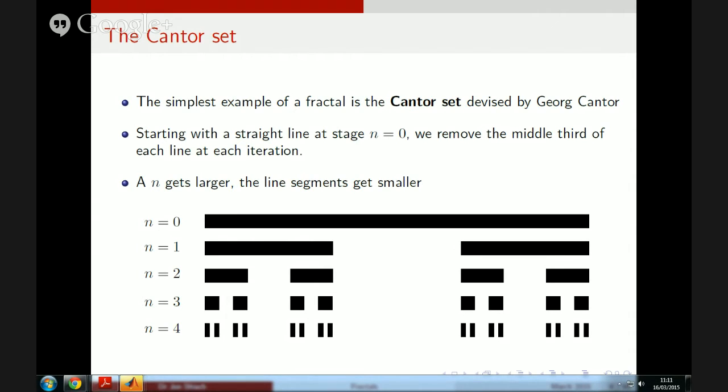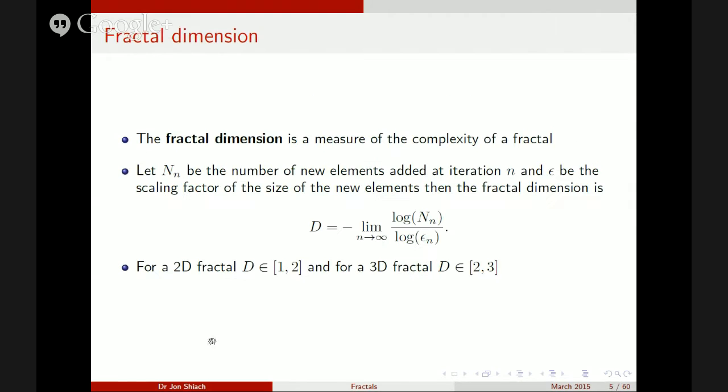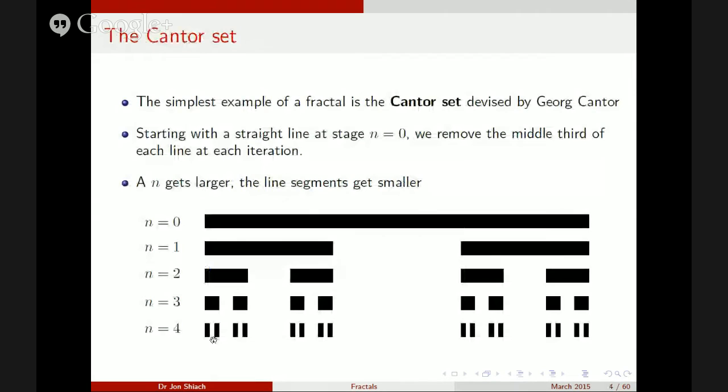We keep going until we get down here to a situation where the lines are quite narrow, and eventually they're hardly perceptible. The point here is, as n gets larger, the line segments get smaller. But what happens when n gets very large? What happens to this fractal and the size of each line? That's what Cantor was interested in.